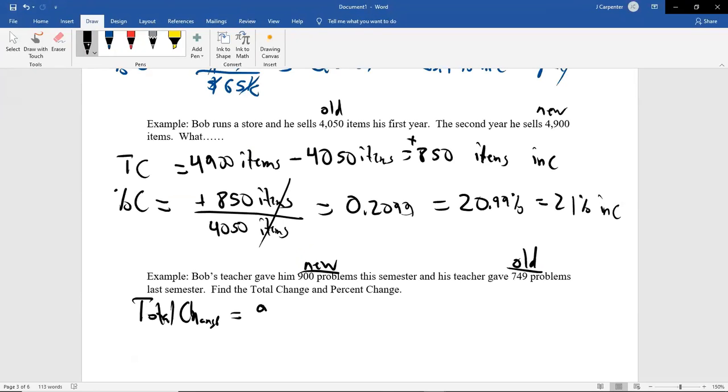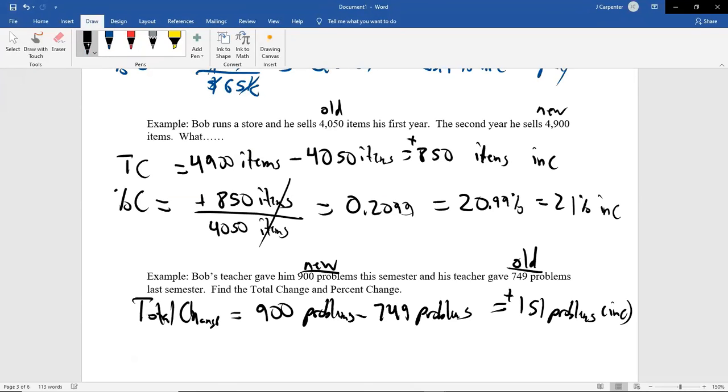So your total change is actually going to be 900 problems minus 749 problems. If you do that subtraction, you'll get 151 problems. And that would have been an increase since this is a positive value. So again, if you did this wrong, you'd think that the teacher gave him 151 fewer problems this year. But again, that's because you would have done the problem backwards. You would have done old minus new because you got comfortable in patterns and didn't pay attention to the details.